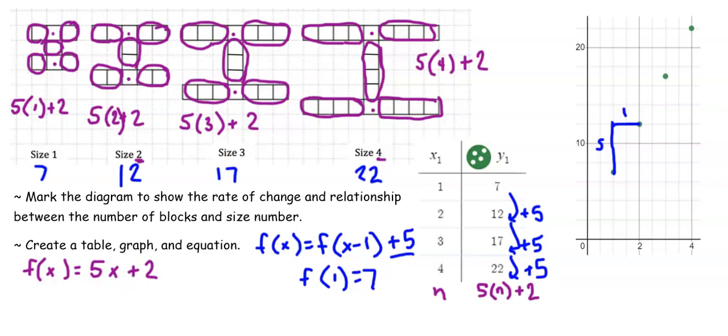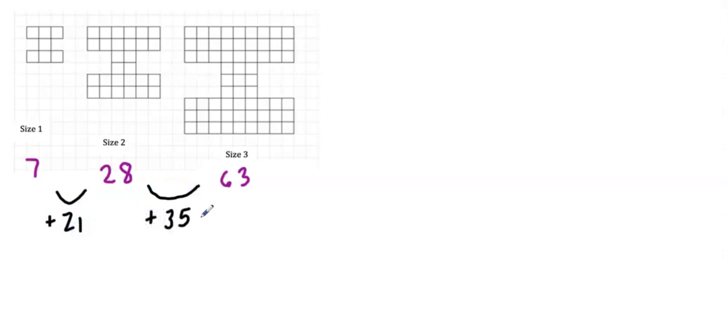Let's take a look at the next diagram. In this diagram, so far I have 3 figures. I'm going to start by writing down how many blocks are in each figure. So this time when it changes, it's going up by 21 and then up by 35.